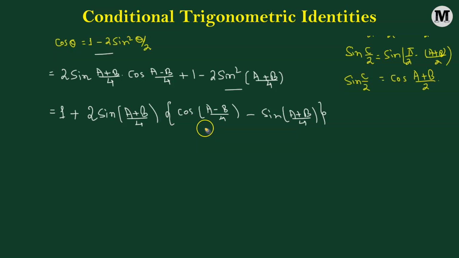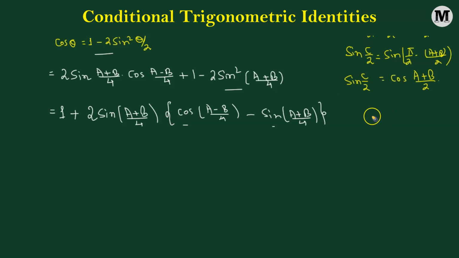Now here we have the difference of a cosine function and a sine function. In order to take the difference of those two trigonometric functions, both of them have to be the same. That means if the first one is the cosine function, the second one must also be a cosine function. So we'll try to convert this sine of (a plus b) over 4 to a cosine function. Now, how shall we do that?